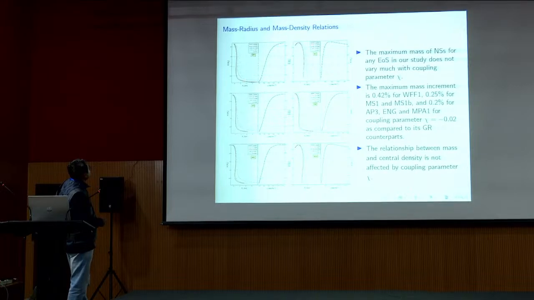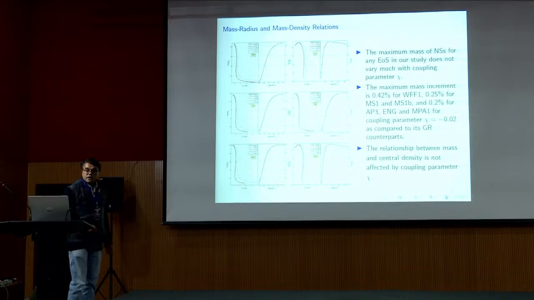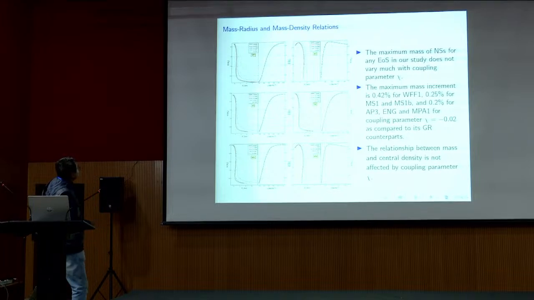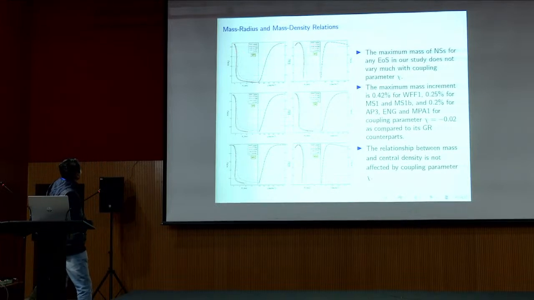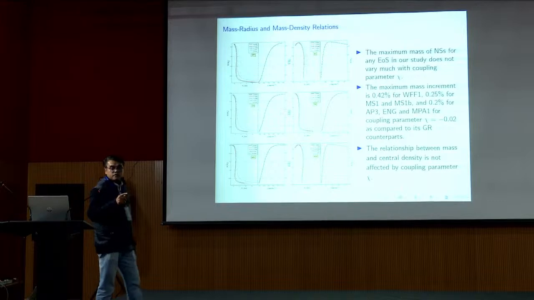Here we see that chi has different values, but the mass and the density are actually independent of the chi values for each of the realistic equations of state. For the left-hand side, when chi equals 0, that is the GR case, so it is represented by the solid lines. The last one is chi equal to minus 0.02.